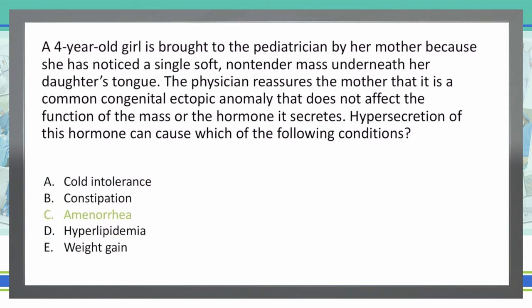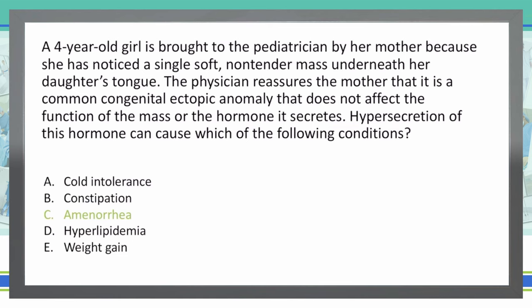So like we said, this is a thyroglossal duct cyst, and that is in that pathway between the tongue to the thyroid as it descends during development. It resides eventually in the anterior portion of the trachea in the neck, but that ectopic thyroid tissue can be found anywhere along that duct, and specifically beneath the tongue where its origin is. So this is a pretty common anomaly. It does not affect the function of the mass and the hormone it secretes. Typically, it doesn't affect thyroid function, so we're not going to remove it.